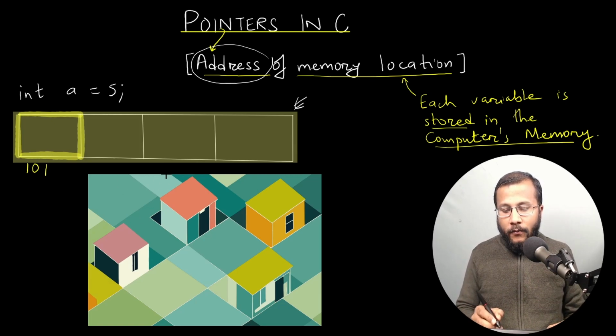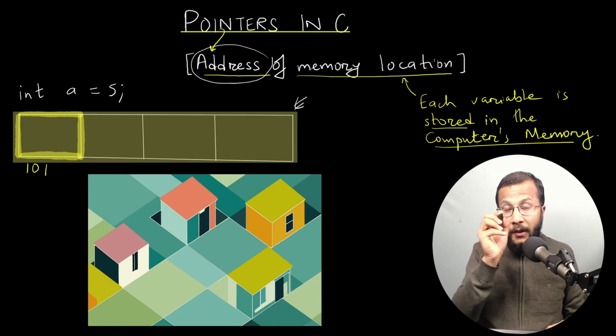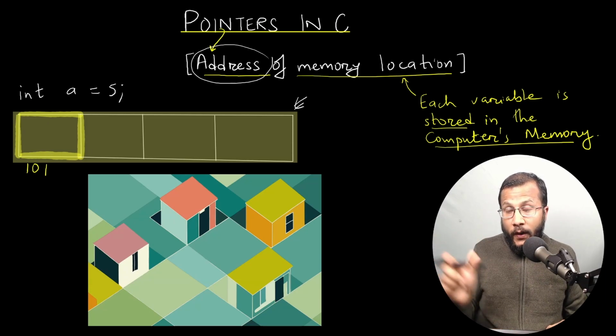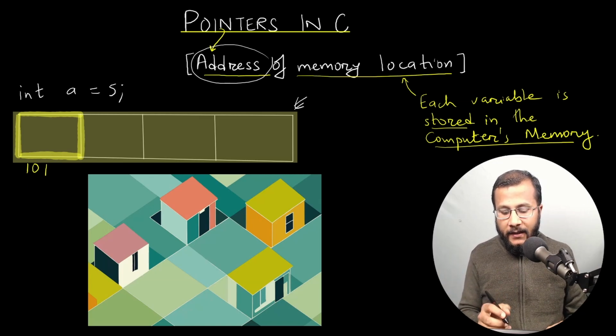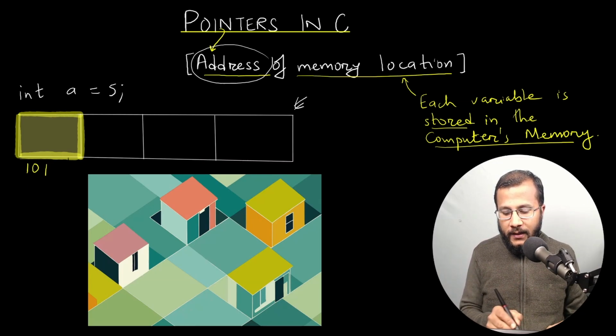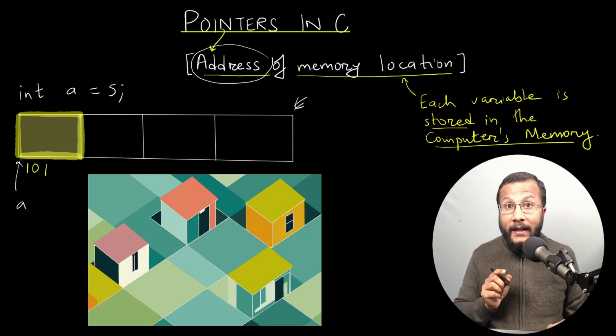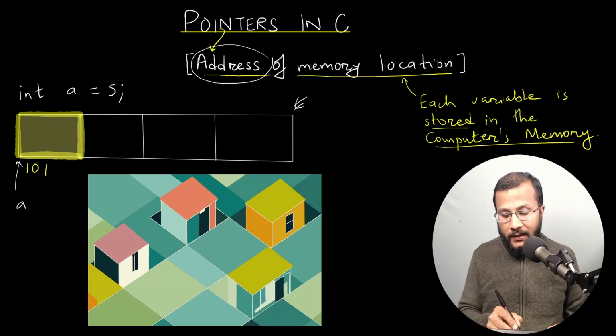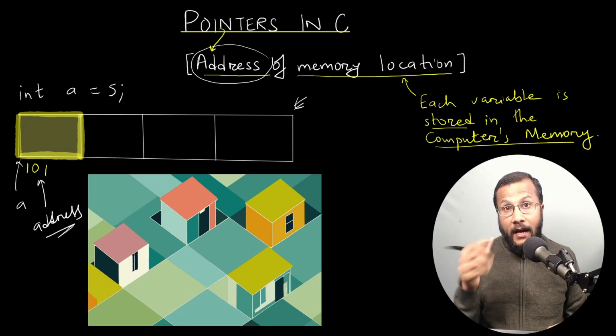Now in this RAM, whenever I write a = 5, the operating system will decide in which location this variable a needs to be stored in the memory. So let's say a is stored in this yellow box, and the name of this box is now called a, and this box is going to have a unique address. This is the address: 101 is the address of this box. So we say this 101 is the pointer. It is the address of this box.